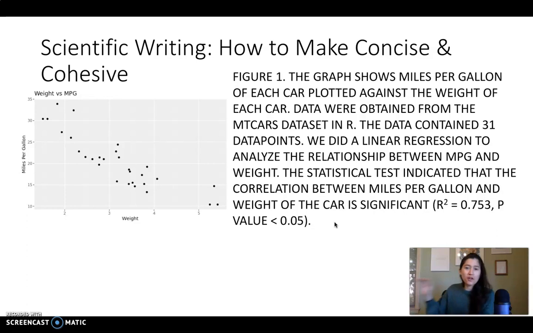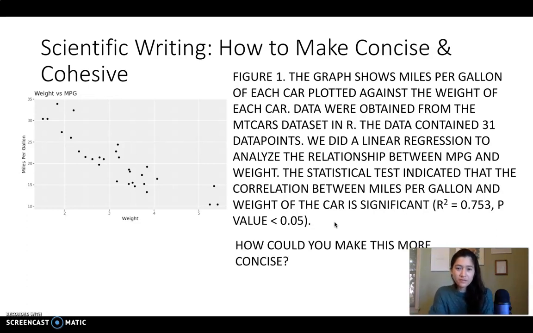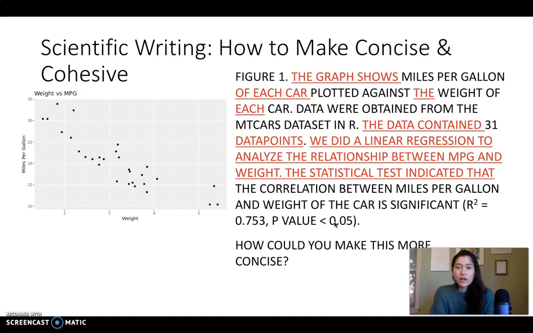Okay, if you're not ready yet, you can pause the video. I'm going to move on. So how would you make this more concise? Okay, so here in red, I have indicated everything that I think could be cut to make this more concise. So these are extra words that aren't bad per se, but they're not needed.